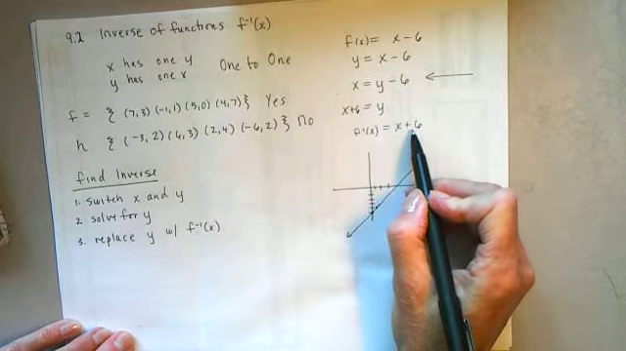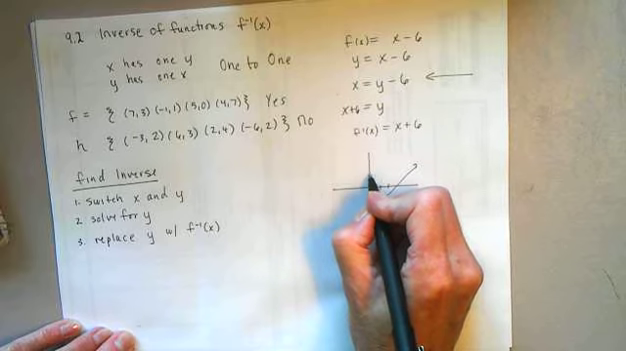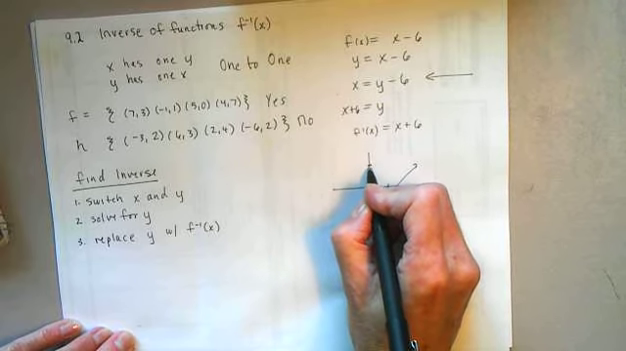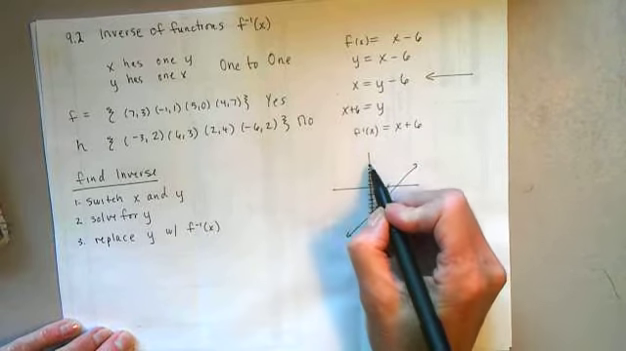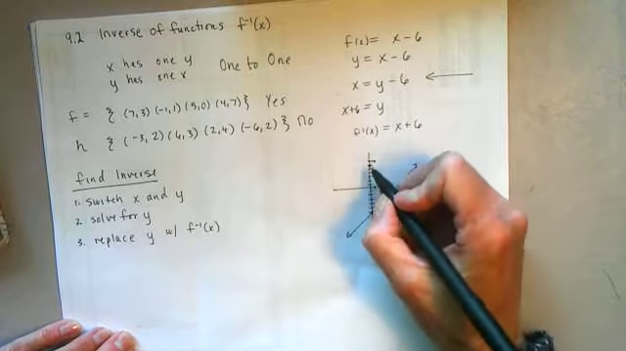Now this one is x plus 6, so it crosses at 1, 2, 3, 4, 5, positive 6. And it has a slope of up 1 over 1. So it will go up 1 over 1, and I'll draw that one.